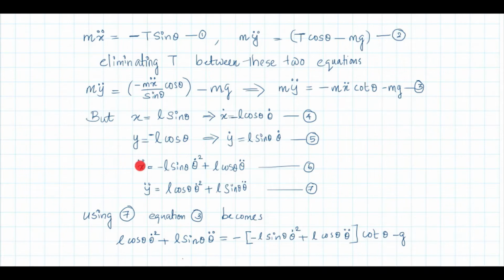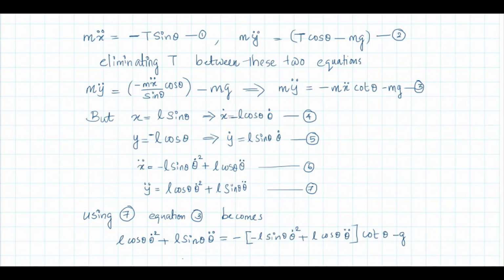Take one more derivative, x double dot. There are two functions, cos theta and theta dot. So, you keep L theta dot constant, derivative of cos theta minus sin theta into theta dot. There is already a theta dot, so that becomes theta dot square. Plus, L into cos theta, you can keep it as constant. Derivative of theta dot will give you theta double dot. In the same fashion, you can calculate y double dot. L sin theta into theta dot derivative is theta double dot. L theta dot into sin theta derivative is cos theta theta dot. So that becomes theta dot square. So you already obtained the equations for x double dot and y double dot.